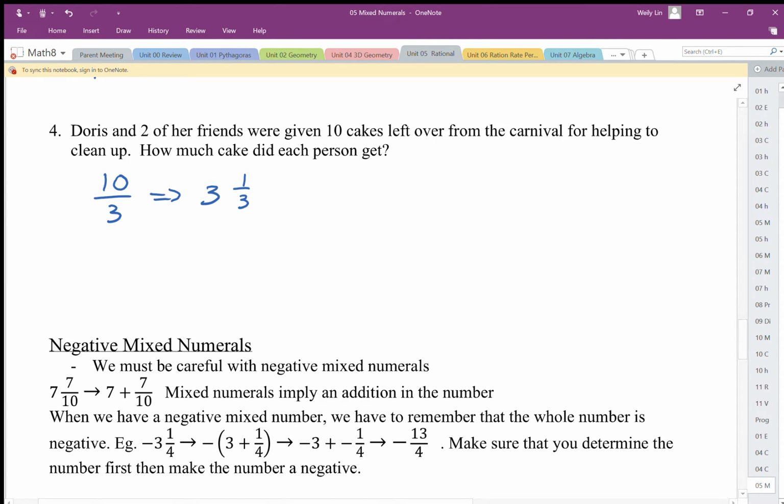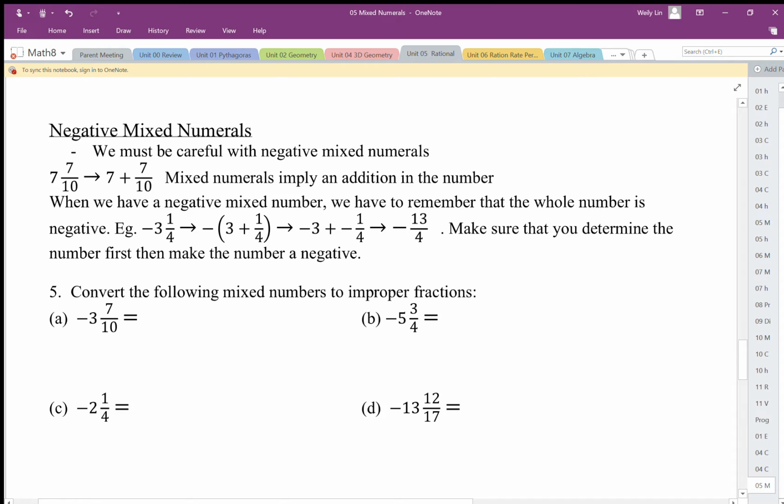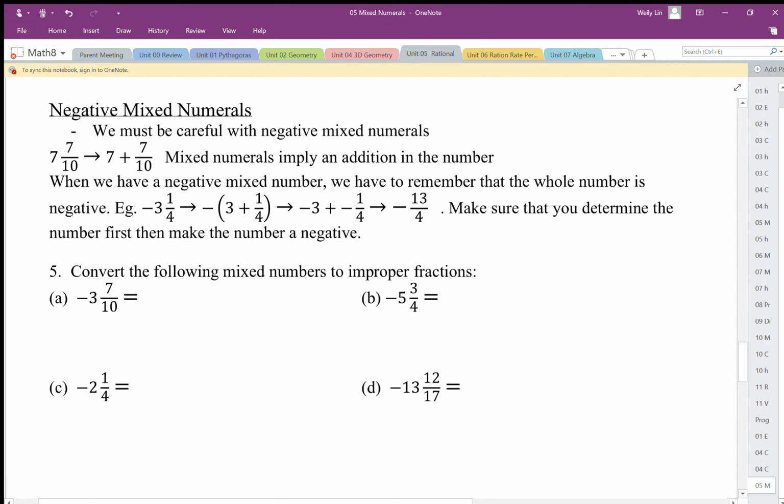Okay, so again, we're going to do division here, which indicates it's a fraction, and the numerator is bigger than the denominator. We have an improper fraction. When we're talking about improper fractions and mixed numbers, we have to be very careful of the negatives. And we have to remember that again, that 7 7/10 means 7 plus 7/10. When we have a negative, this means that this number, 3 1/4, the whole number is negative. Okay, not just the 3 is negative, but the whole number is negative. So we're going to end up with the negative number of 3 1/4.